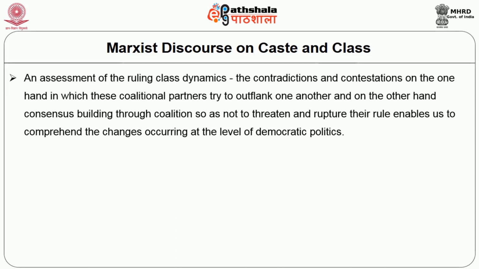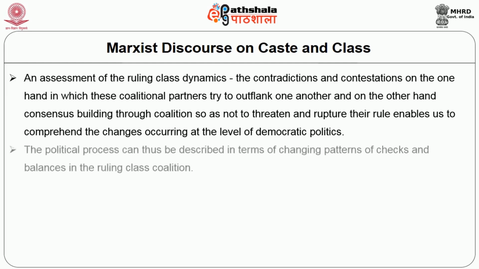Thus, an assessment of the ruling class dynamics, the contradictions and contestations on the one hand, in which these coalitional partners try to outflank one another, and on the other hand, consensus building through coalitions so as not to threaten and rupture their rule, enables us to comprehend the changes occurring at the level of democratic politics. This political process can thus be described in terms of changing patterns of checks and balances in the ruling class coalition.